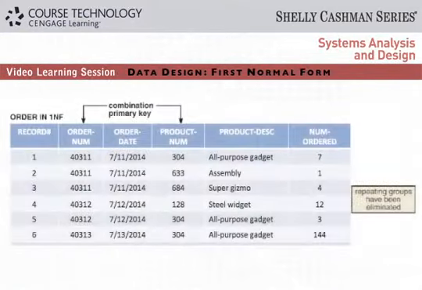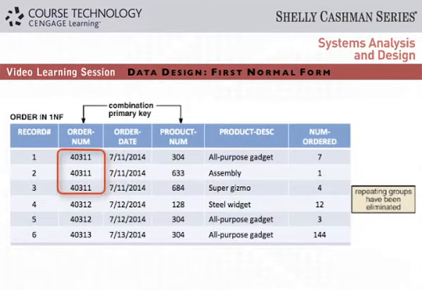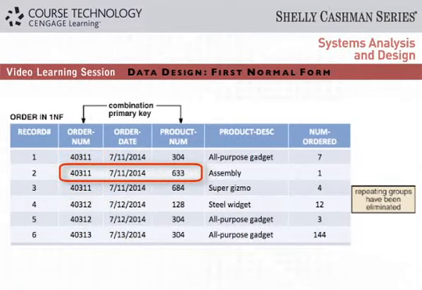The order number and product number fields both have duplicate values, so neither one can serve as a primary key. However, the combination of a particular order number and a particular product number is unique and can be a primary key. For example, the combination of order 40311 and product 633 is unique because it can only identify one specific record, in this case, record 2. Now the table is in 1NF. Each record has a unique key which is a combination of its order number and its product number.